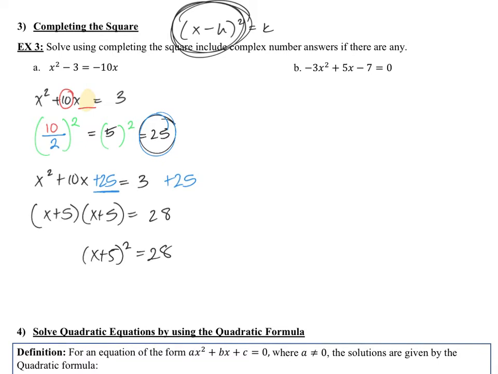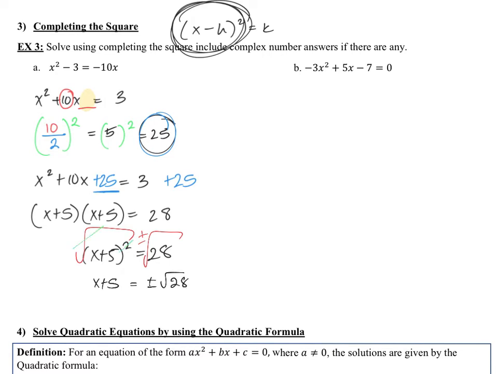And now look at this. Isn't this beautiful? That is in the perfect form to use the square root property. All of that hard work has paid off. So let's go ahead and square root both sides, remembering that plus or minus. And then we get x plus 5 equals plus or minus root 28.